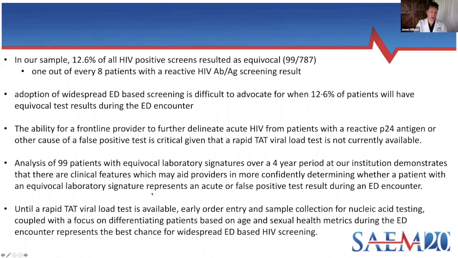Again, of course, a rapid RNA or PCR viral load turnaround time would help with this. But in the meantime, can we think about some of these clinical characteristics like young age, previous history of men who have sex with men, IV drug use, homelessness, as likely putting us towards the presumption that this patient is a true positive and initiating that linkage to care pathway as quickly as possible.